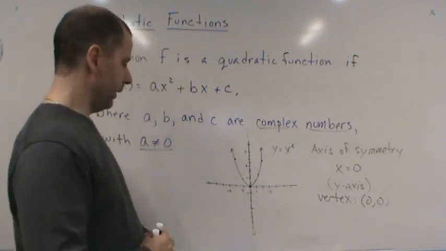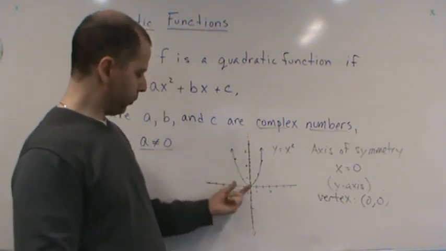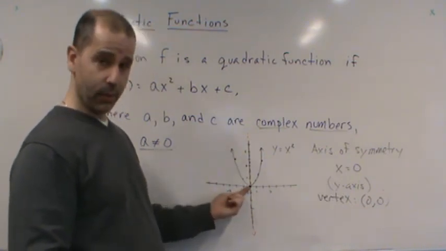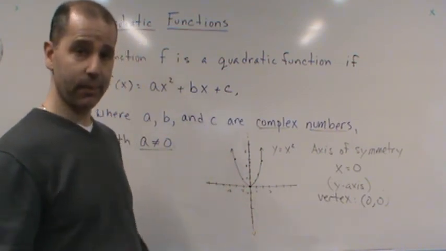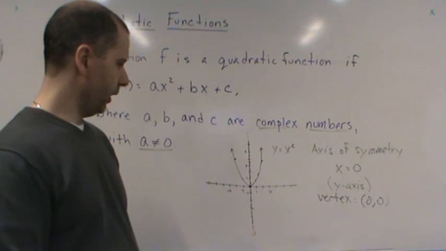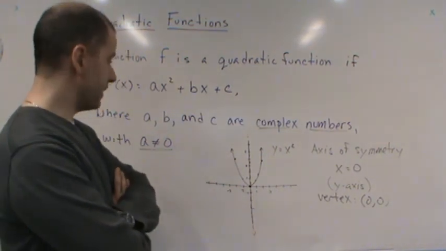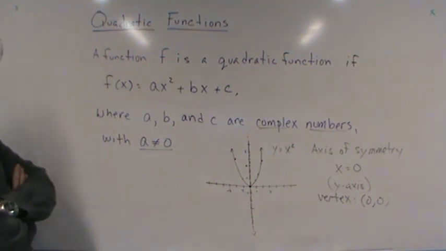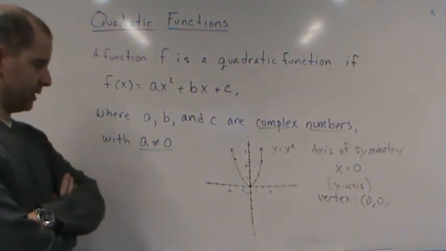Now, again, the parabola could open upwards or downwards. If it opens upwards, the vertex is the minimum point. If it opens downward, then the vertex becomes a maximum point. We'll discuss more of that in later videos. But that's it. That's the definition of a quadratic function and the axis of symmetry and vertex of the graph.